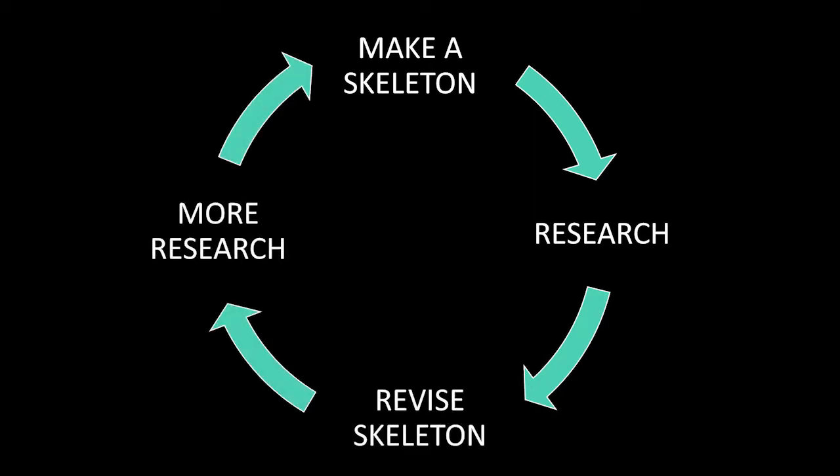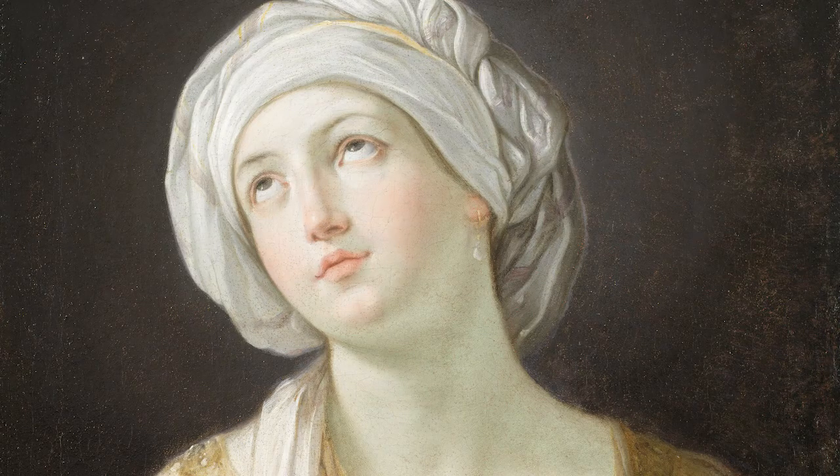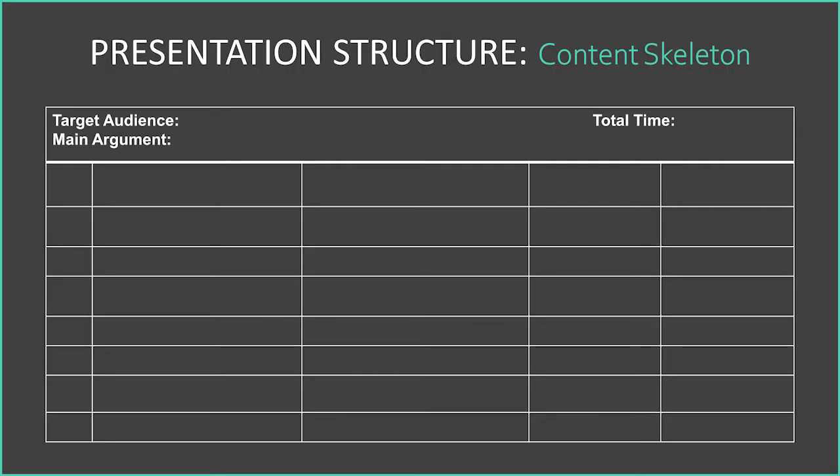The best way I can explain it to you is by actually making one with you. So let's start. To make a content skeleton, you first need to make this table, factor in your target audience, your main argument, and the total time that is allotted to you. What this does is that it reinforces these components in your brain so you don't forget them while structuring your presentation. Because when you're drowning in research and working with deadlines, it's almost too easy to forget all else.